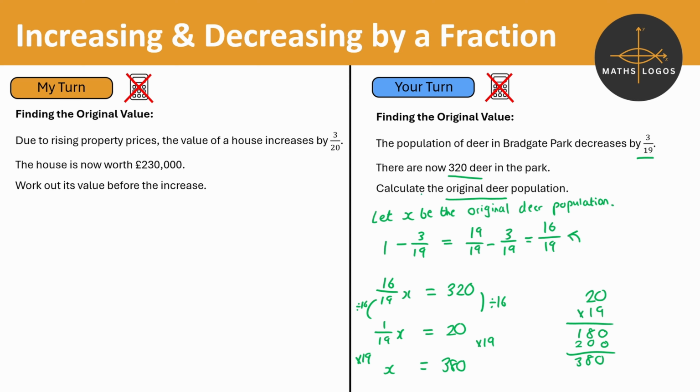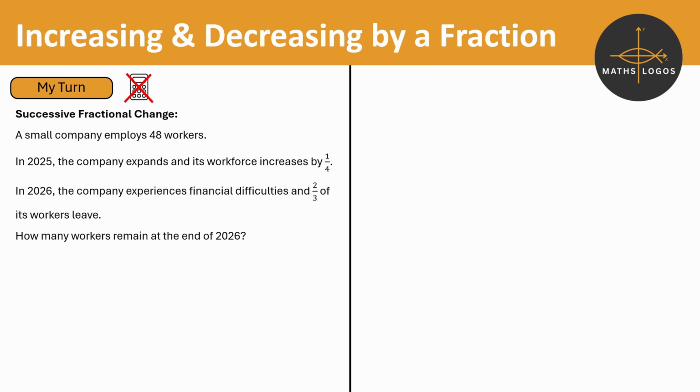So let's make sure we've answered the question. Calculate the original deer population. The answer is 380. Our next type of question is a successive fractional change. Successive just means there's more than one fractional change in the question.